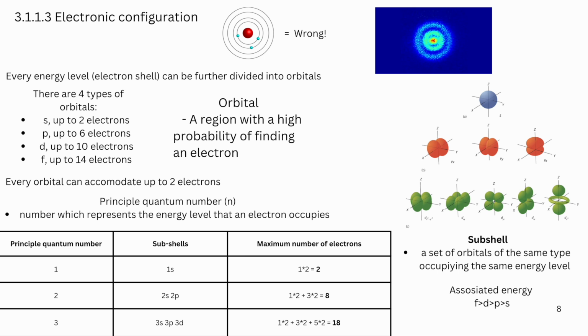So in the table, you can see the energy levels, the subshells each energy level is made of, and the total number of electrons each energy level can hold. Also, an important thing is that each orbital has a different associated energy, with the f orbital having the largest and the s orbital having the smallest associated energy.